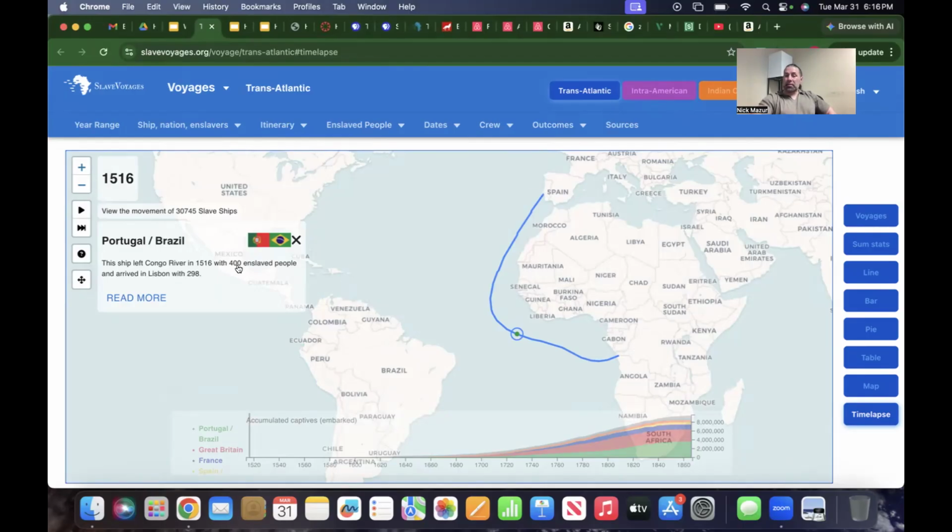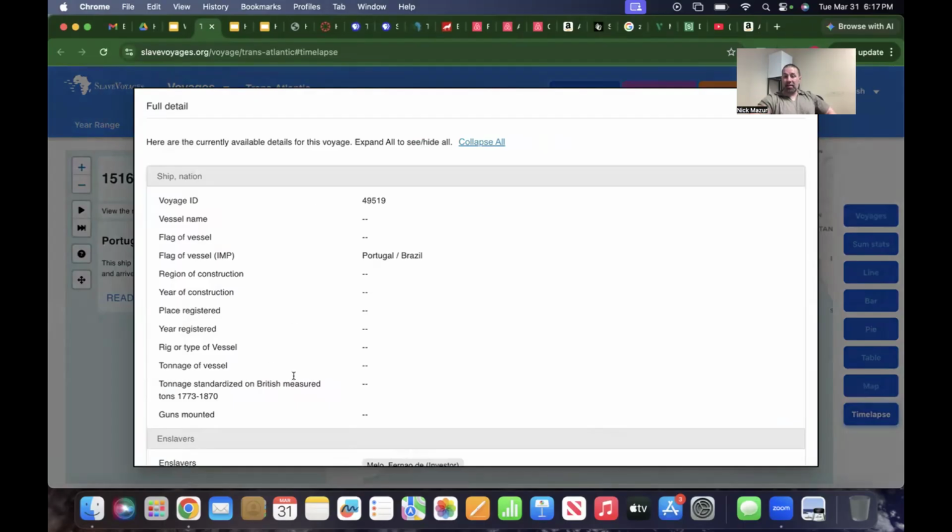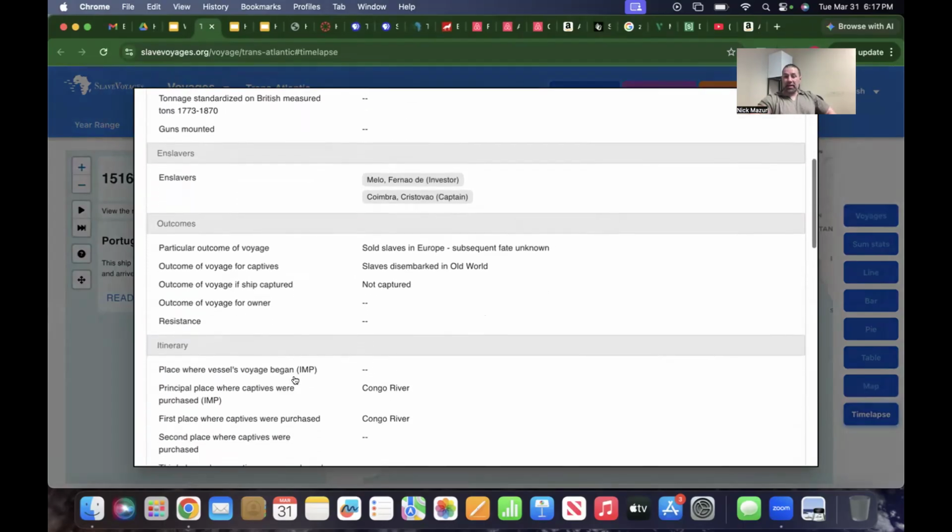But notice how many people they started with, and then how many people were left. Right? That's a quarter of the people on that ship who died. How did they die? We don't know. But what we do know is that, and you can read more on this, if they have more data on it, you can actually find out.